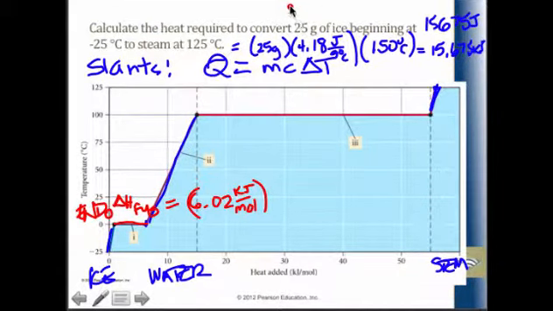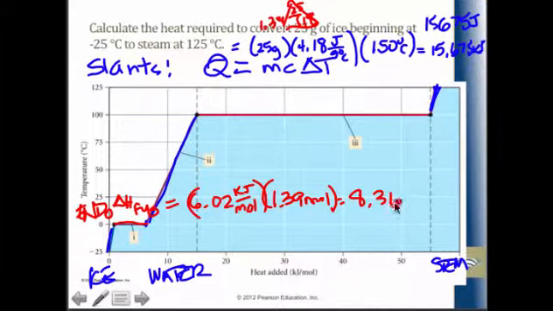And I need to figure out how many moles are in 25 grams. So I could do a little molar mountain here, and I could do 25 divided by 18. I'm going to get 1.39 moles. Okay? So I'm going to multiply this by the number of moles I have. And I'm going to determine it's going to take 8.36 kilojoules to melt that. That's melting.